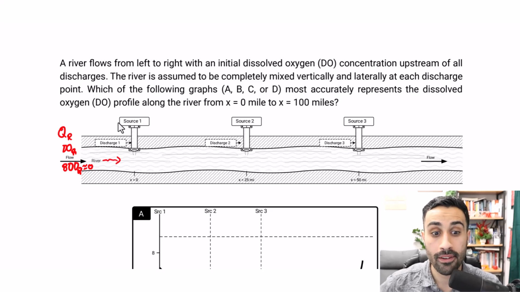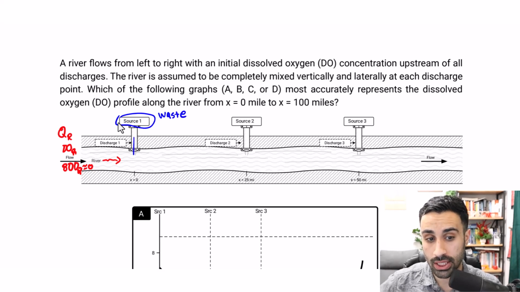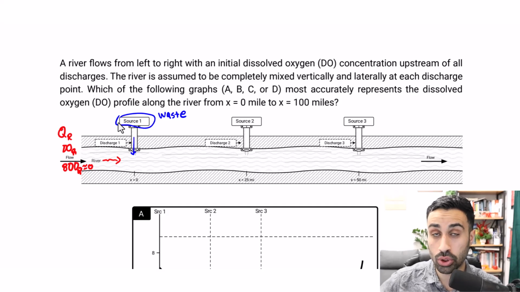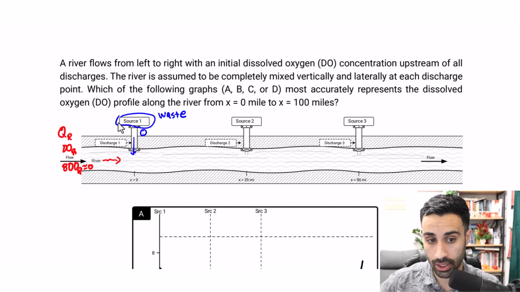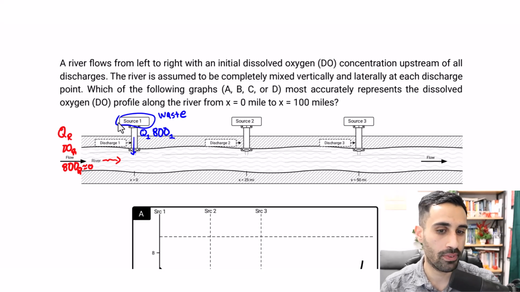Then that river continues to flow. Now we have the first source. Again, think of this as, let's say, from wastewater. That source comes in, and it will also have a certain flow rate, so Q for source 1. It will have a BOD for that source 1. Is that BOD going to be 0 if it's, let's say, from industrial waste?